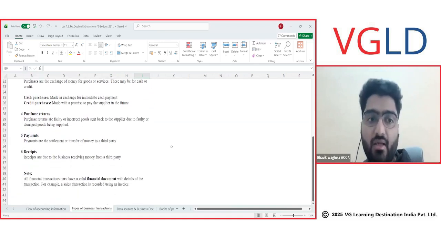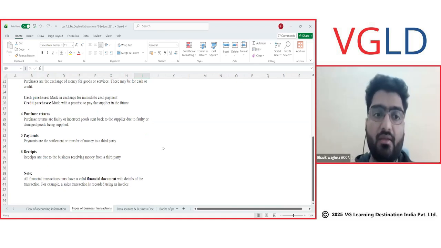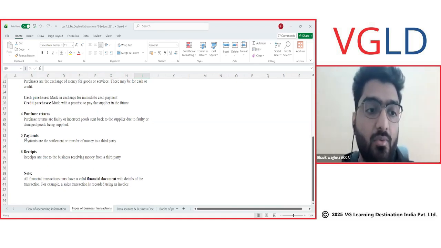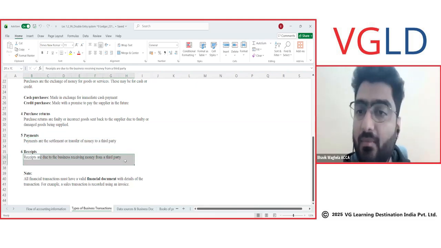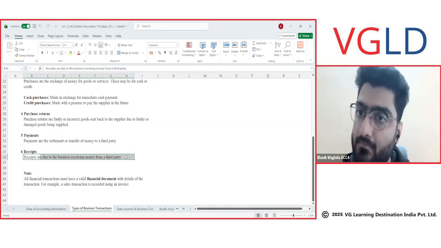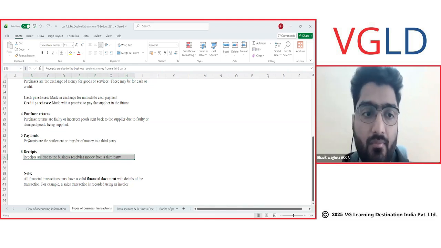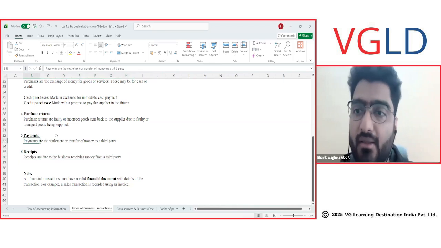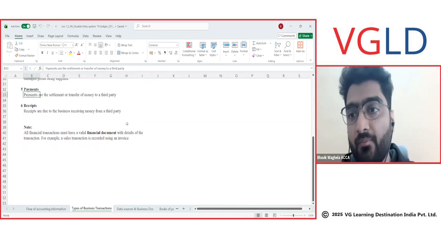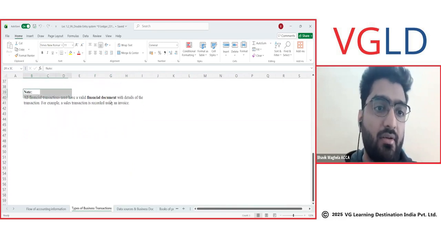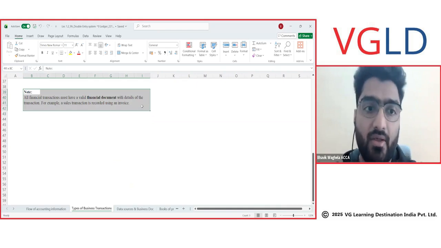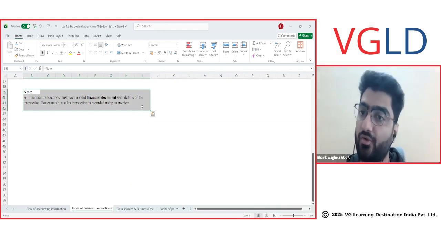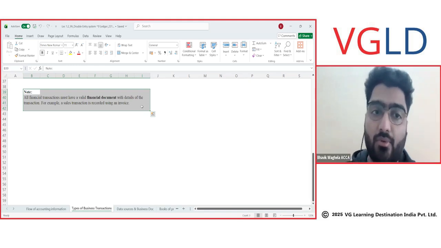Then we have payment transactions and receipts transactions. Payments are the settlement or transfer of money to a third party, and receipts are due to the business receiving money from a third party. In short, any money that you receive or any money that you pay are your payments and receipts. And all financial transactions must have a valid financial document with details of the transaction. For example, a sales transaction is recorded using an invoice. So every transaction that we enter into will have a valid supporting document.